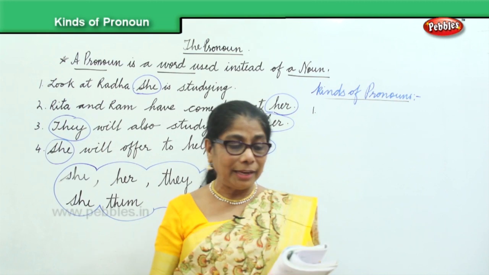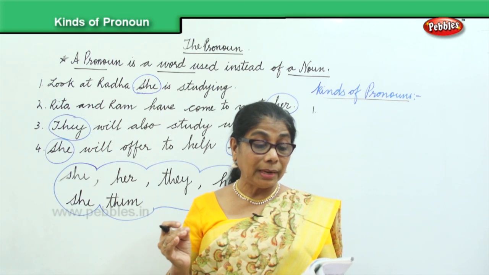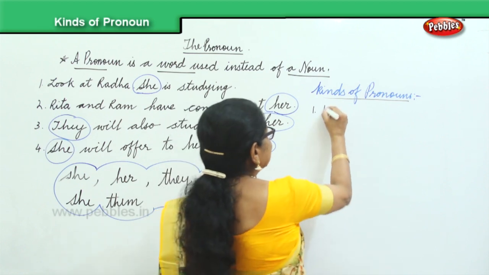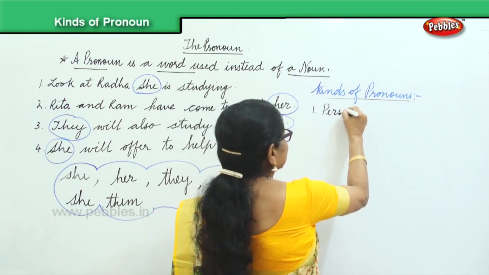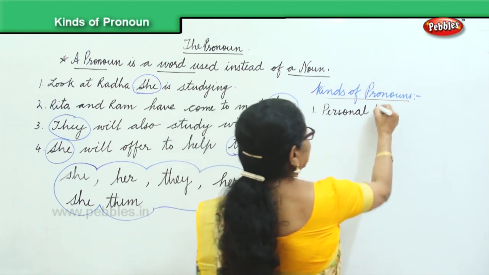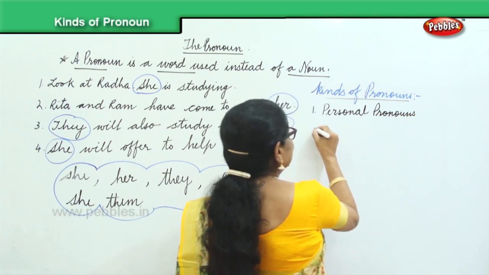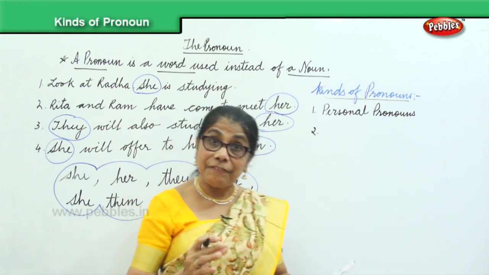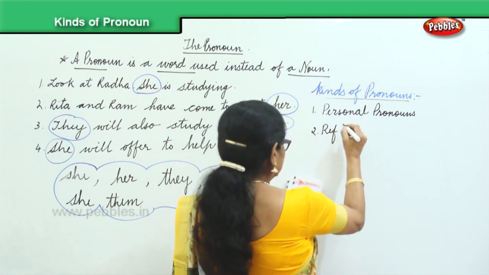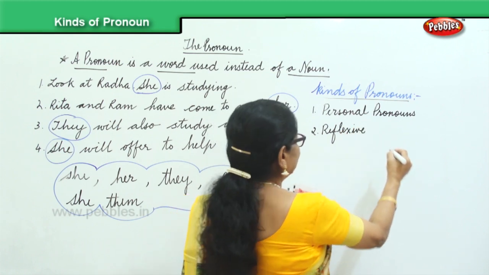And the first kind we have is personal pronoun. There are 9 kinds of pronouns. The first is personal pronoun. And the next, the second, is reflexive pronouns.